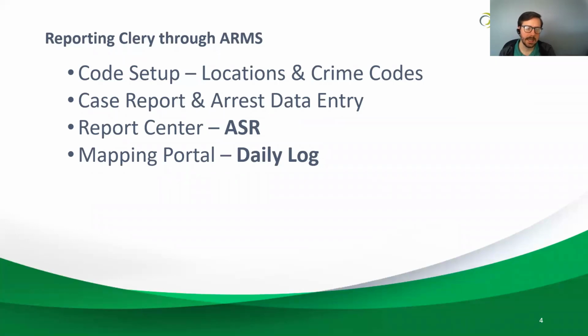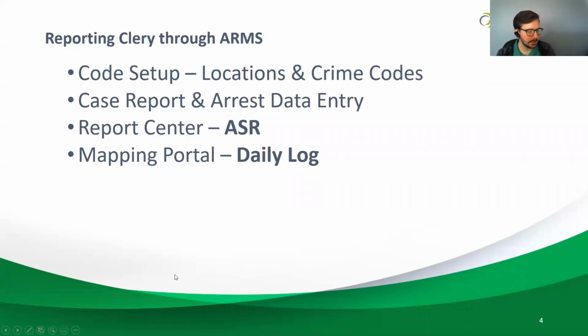You'll see that data in there in a dropdown. The Clery Act data is the name of the dropdown. And then you would just choose if you want that crime code to show up on your daily right to know as well. Then after that, it's going to be case report and arrest data entry, and then actually pulling that information through Report Center, where you can find your ASR report, and then the mapping portal, where you can find your daily log, or where you can have your daily log automatically upload.